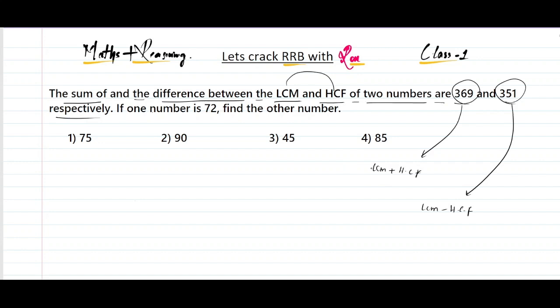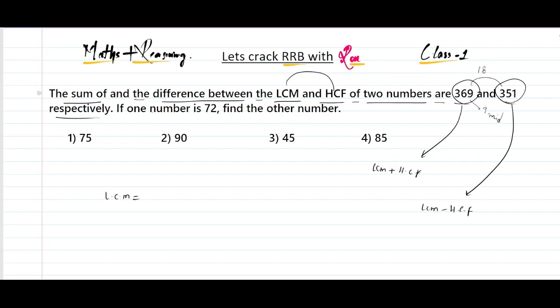So here we have x plus y is 369 and x minus y is 351. So LCM is this number plus this number divided by 2 only, simply the middle value. What is the difference here? 9 plus 9, 18 is the difference. What will the middle value be? 18 divided by 2, 9 is the middle value.